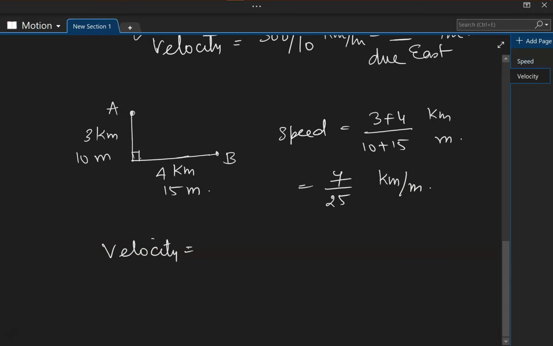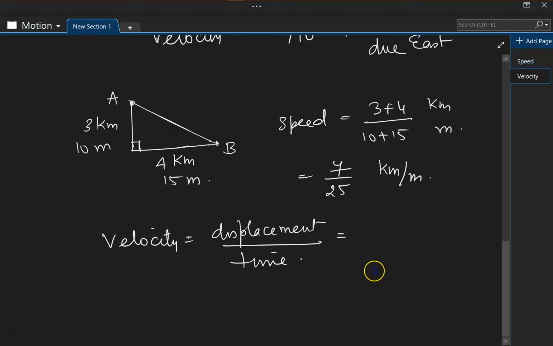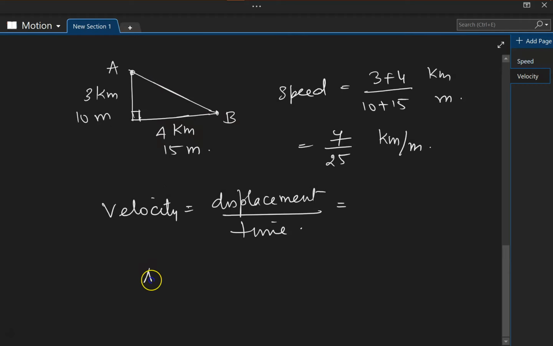Now the moment we talk of velocity, remember we are talking of displacement by time, and displacement is the shortest distance between 2 points. So shortest distance would be what? This. Now we have to figure out what is the magnitude of the displacement. Since we are given that it is a right angle triangle, we can use Pythagoras theorem to figure out AB. So AB is equal to, let us say this is C.